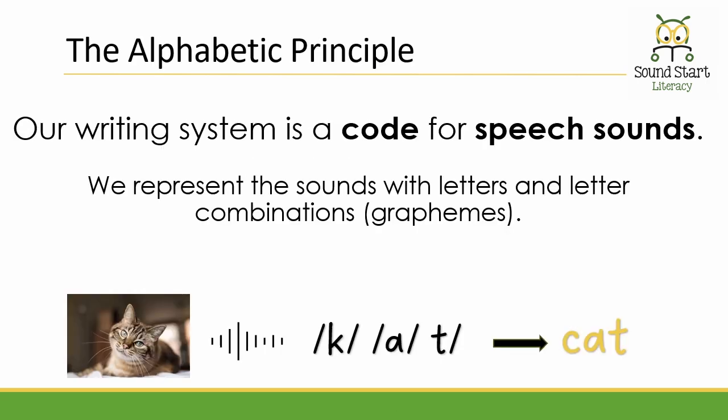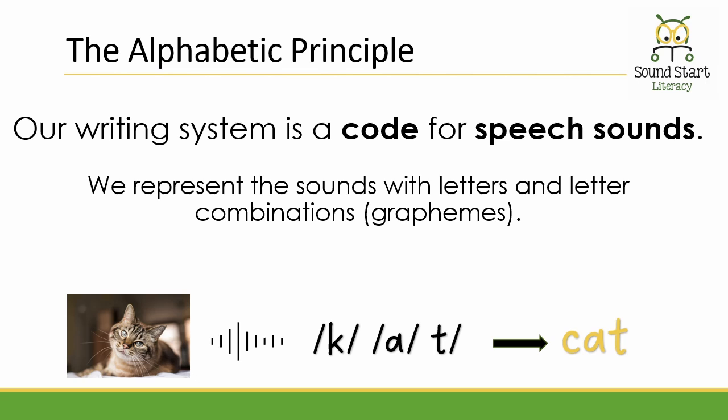By using a speech-to-print approach, we reveal the alphabetic principle to students. And that is, our writing system is a code for speech sounds. We represent the sounds with letters and letter combinations, again, that we call graphemes. We can explain to small children that letters are just pictures of the sounds we say. By teaching this, we help build students' phonemic awareness, which is the awareness that our words can be segmented into individual speech sounds for the purpose of reading and spelling.